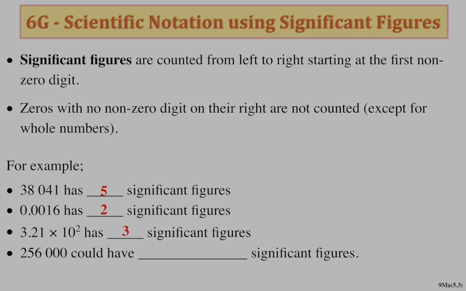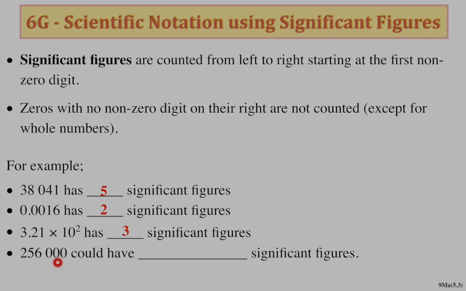Now, this is the trick one that I was talking about here. If it's a whole number, you start at the first number that's not a zero and you go 1, 2, 3. Well, they're all zeros, so we ignore them. So there are 3 significant figures normally.